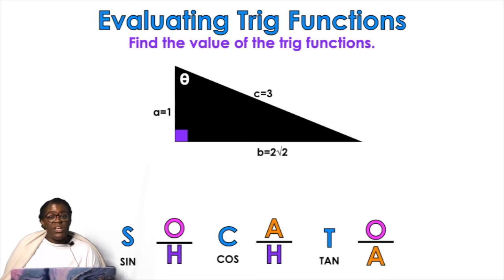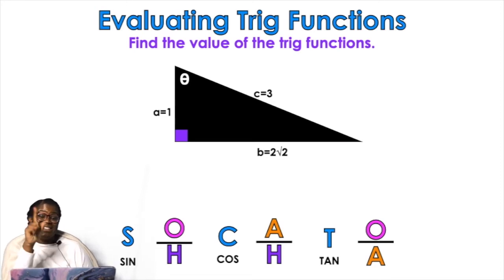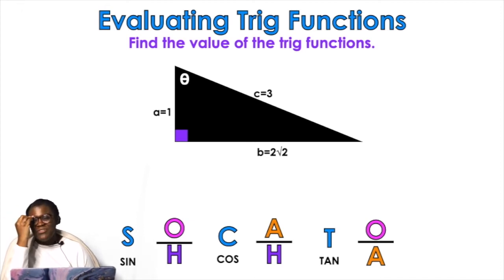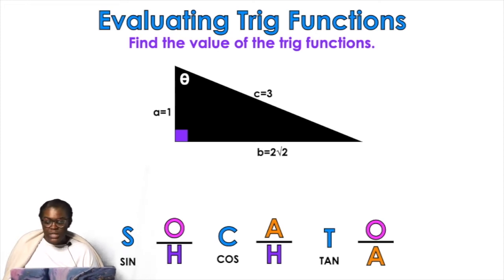Okay, two more examples, a little bit harder. This one is nice because they gave us all three sides of the triangle. I don't have to solve for the other side of the triangle. That's very nice of them. However, they gave me a little radical. You see that little radical? It's a little disrespectful, but it's fine. We're gonna get through it together.